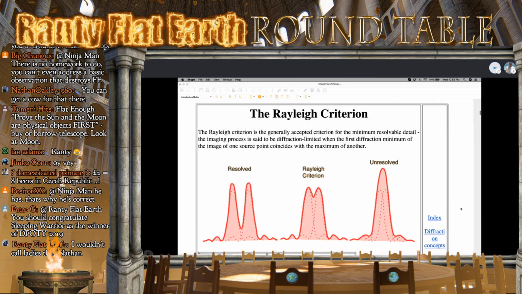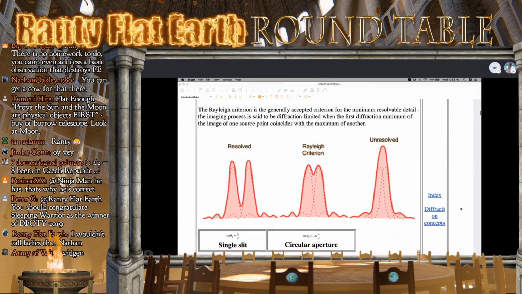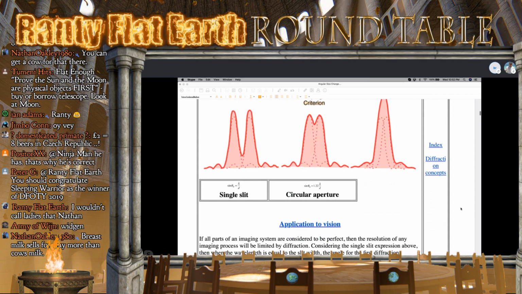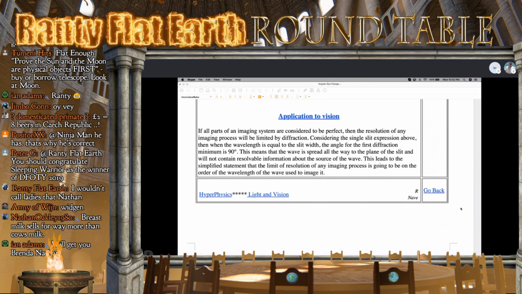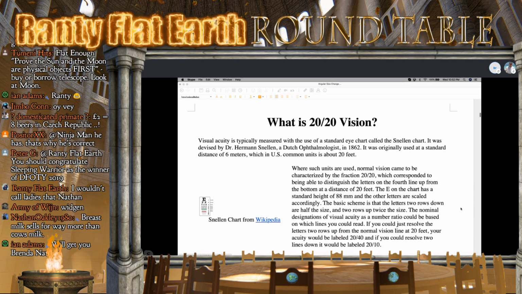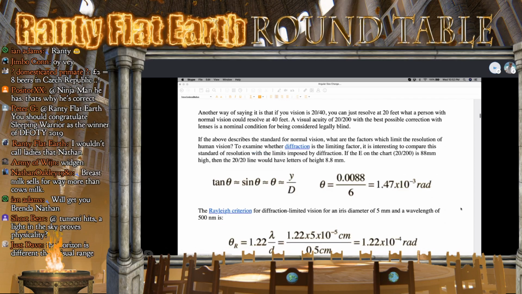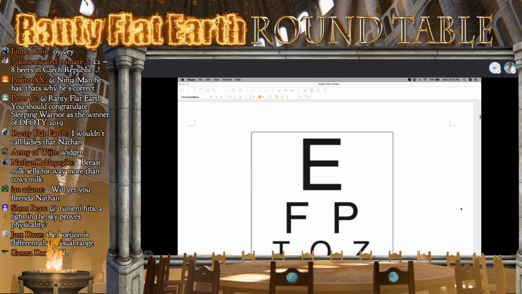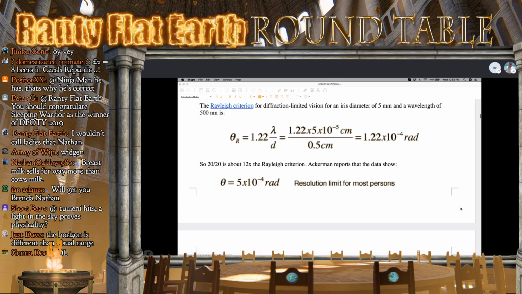I'm not going to read this out. This is about the Rayleigh criterion, so in case anyone wants to know about it, this will tell you about it and show you about it. It's just talking about two light sources amalgamating into one in your vision, even though they're not one. There's also 20/20 vision, which is obviously going to be part of the diffraction limit.